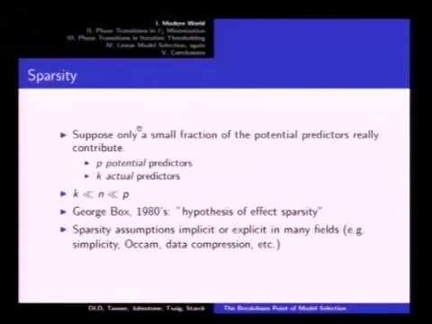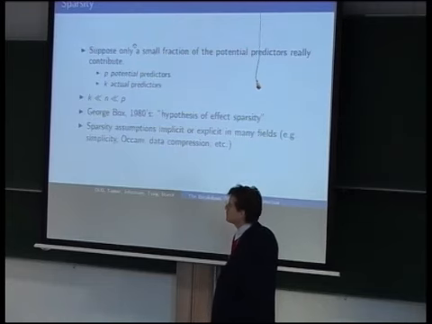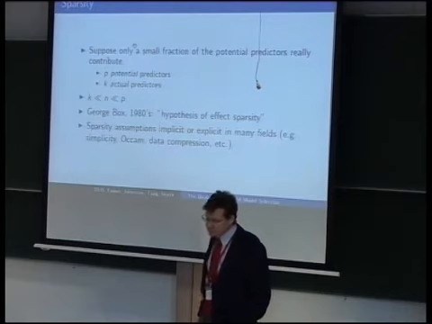By sparsity, I mean that we can suppose that only a small fraction of potential predictors really contribute to the response. So we may have measured, just out of laziness, many more things than could ever really be involved with the phenomenon, and there's maybe only a small fraction that actually contribute. So there's P potential predictors, but actually only K actual predictors. And what's behind a lot of modeling exercises in empirical science is the idea that K is smaller than N and N is smaller than P.